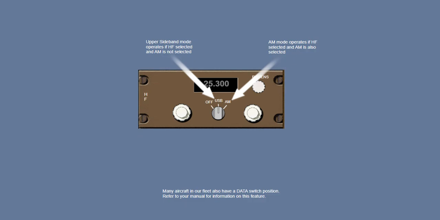The USB position, upper sideband, allows the radio to transmit and receive on the high side of the frequency. The AM position, amplitude modulation, allows the radio to transmit and receive on the selected frequency, but the radio signal is accompanied by a carrier wave.